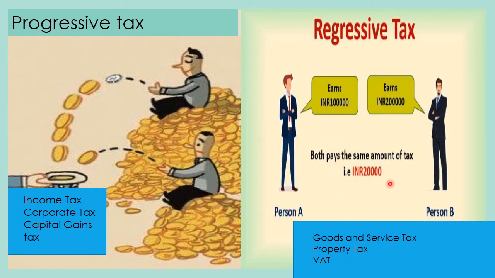Note that both of these are paying the same amount of tax, and that is 20,000, which means that this tax is regressive in nature because the person belonging to a lower level of income is paying the same amount of tax as the person belonging to a higher level of income. So in that sense, it is regressive in nature. Typical examples of this kind of tax would be the goods and service tax, the property tax, and the VAT.